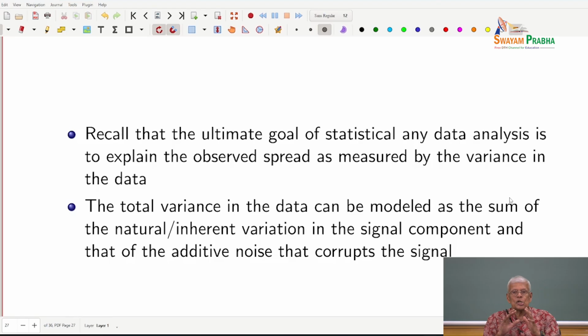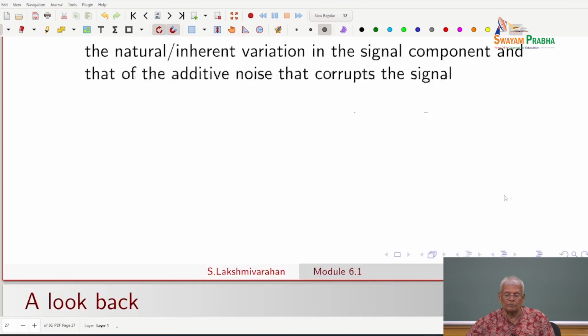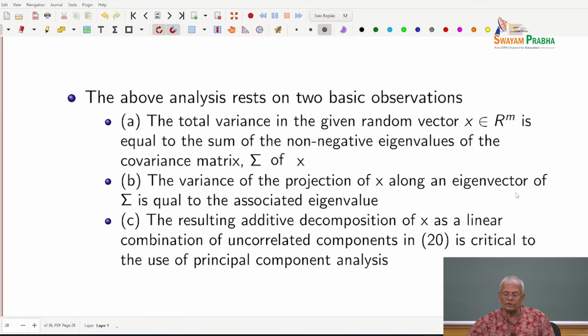So there are two components to this variation. One is the natural variation in the process that is being observed. Second, the variation induced due to the observation noise. The above analysis rests on two basic observations. The total variance in the given random vector X is equal to the sum of the non-negative eigenvalues of the covariance matrix sigma of X.